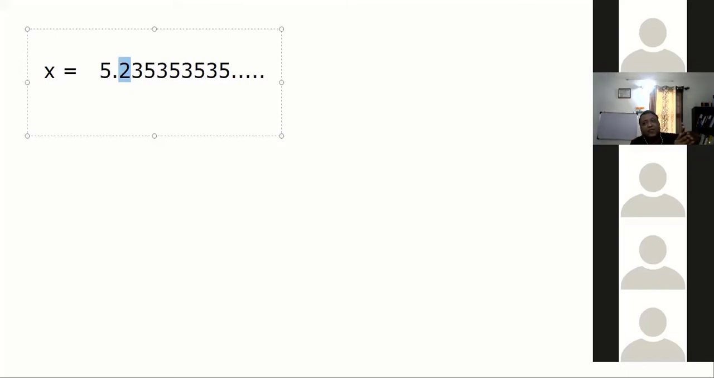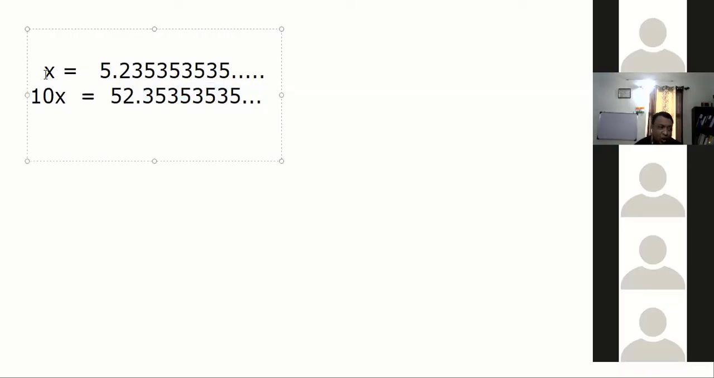So first we'll bring 2 to the left side of the decimal because we want the pattern. How will that happen? Multiply with 10. So now your question becomes 52.35353535. Now this is okay, right? Because we always want an exact repeating pattern. How many digits are repeating now? 2 digits. So now we'll multiply with 100 because 2 digits are repeating. So 1000x.